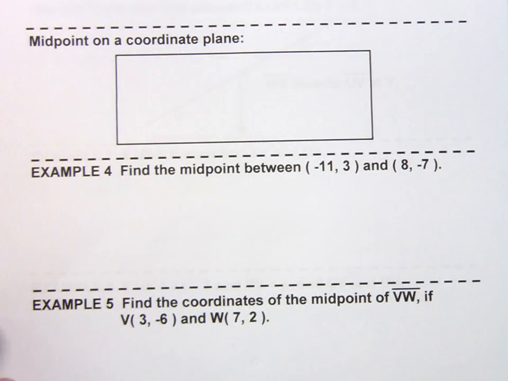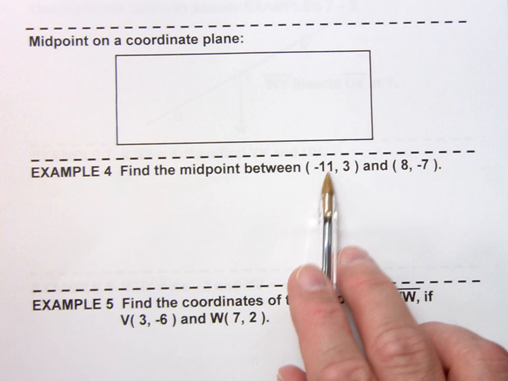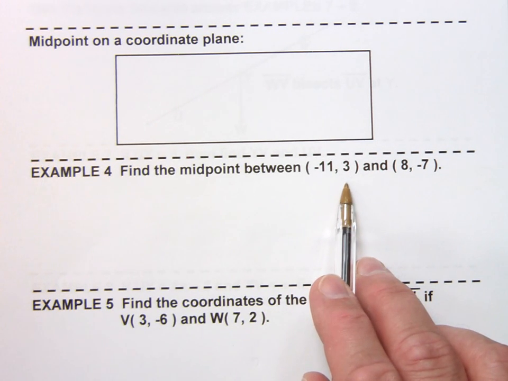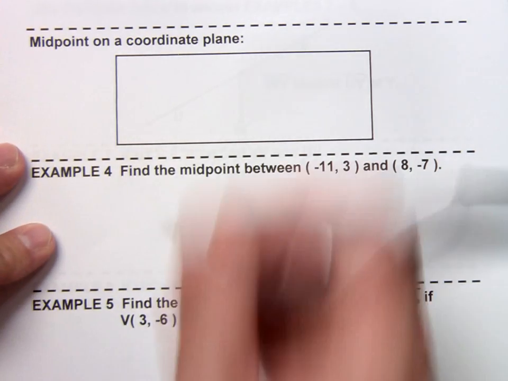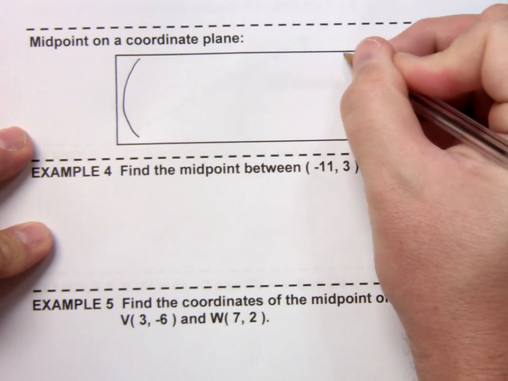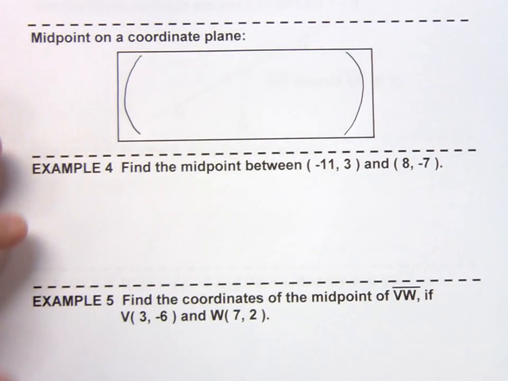Alright, so that was finding midpoints on one dimension, on a number line. Now we're going to talk about finding midpoint on a coordinate plane. So now we're in 2 dimensions. So when we're in 2 dimensions, our coordinates look like this. They're an ordered pair where the first number is the x value and the second number is the y value. We are really doing the exact same thing, but because we have 2 dimensions, we have an x coordinate and a y coordinate, we are repeating this process twice.